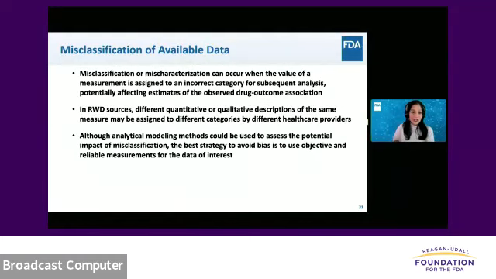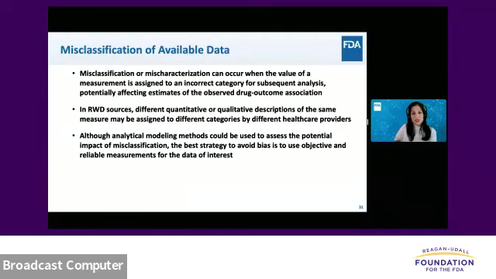Additionally, we should be careful regarding misclassification or mischaracterization of available data, which can occur when the value of a measurement is assigned to an incorrect category for subsequent analysis. This may potentially affect estimates of the observed drug and outcome association.